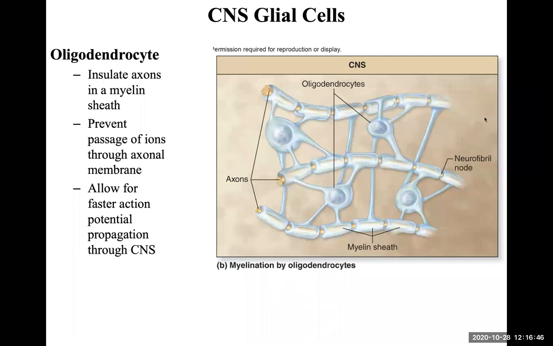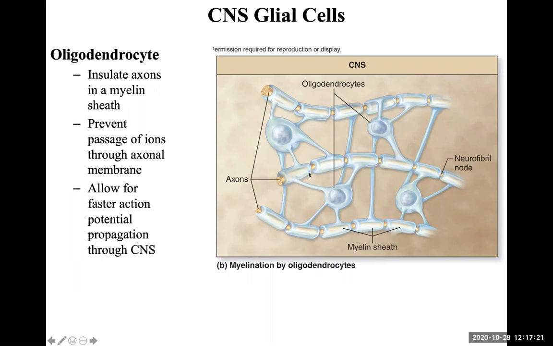The other thing to take note of is where the different myelinated portions of the axon come together, there's a little space. It's called the neurofibril node. When we talk about Schwann cells in the peripheral nervous system, we call these the nodes of Ranvier. When an action potential is being propagated along the length of an axon, it essentially only has to be generated where those nodes exist.